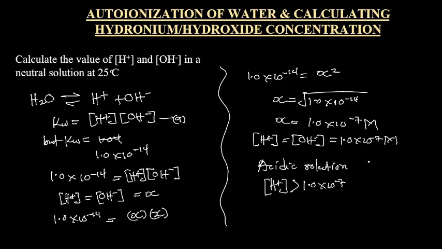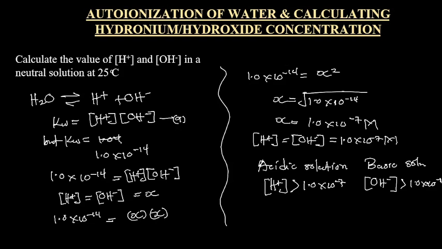When in basic solution, we'll say that the OH minus or the hydroxide concentration should be greater than 1.0 times 10 exponent minus 7. Or in other words, we'll say that in a basic solution, the concentration of H plus is less than 1.0 times 10 exponent minus 7 molar.